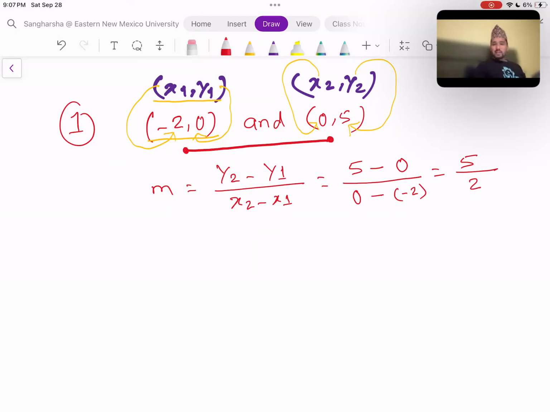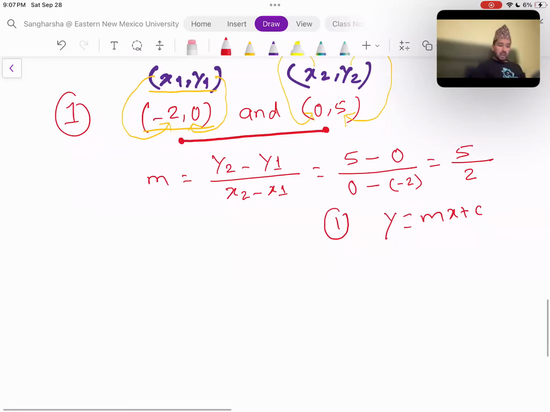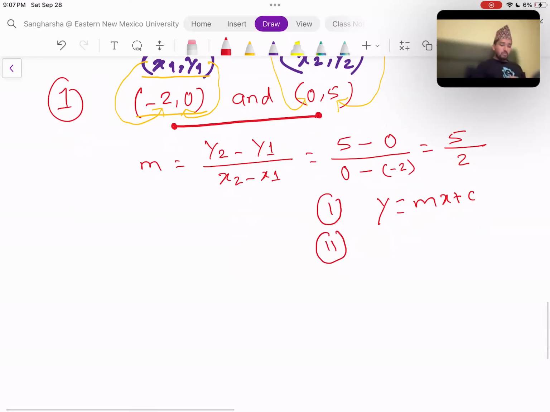Now you always have two options. Whenever you are looking for an equation of a line, you have two options to use. One is slope intercept form, which is y equals mx plus c. So this is one option you can use to find the equation of a line. And the second option is point slope form, which is y minus y1 equals m times x minus x1. So these are the two options that you can use whenever you are asked to find the equation of a line.